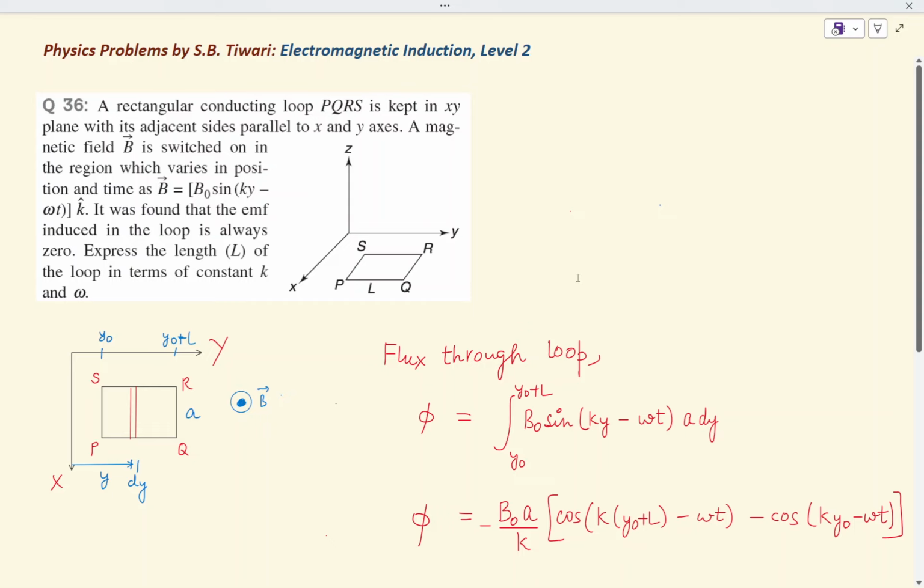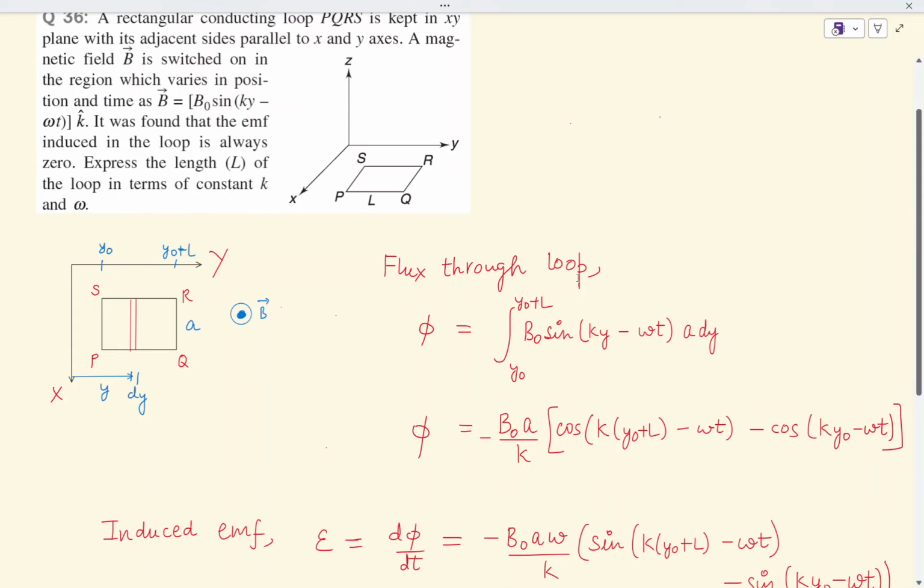Let us try to write the EMF induced in the loop and then see whether we can put it to zero for all time instants and find the length. So first we have to find the flux through the loop. The flux through the loop will be found by integration, because at different points inside the loop the magnetic field is different, because the magnetic field is varying with the y coordinate. So the flux through the loop is an integral of magnetic field times the area of this element.